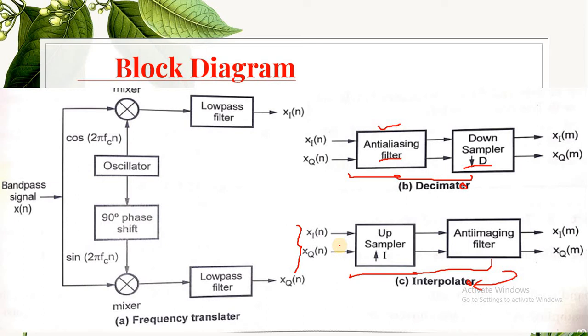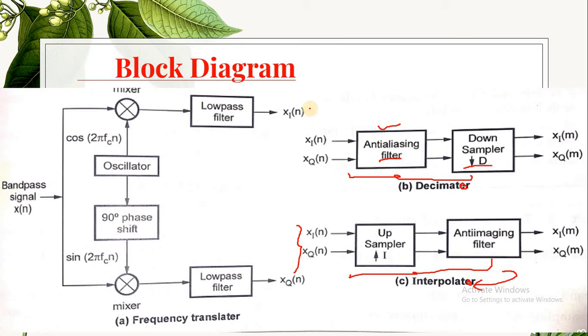I had already discussed all these topics. Upsampling, downsampling, interpolation and decimation are the fundamentals needed to understand this topic clearly. I have discussed the frequency translator. In the frequency translator, there is an input signal. The oscillator generates two quadrature signals. These two quadrature signals are mixed by using a mixer, and the outputs of the mixers are given to the low pass filters for a filtering operation.